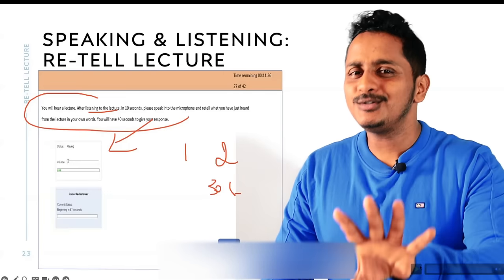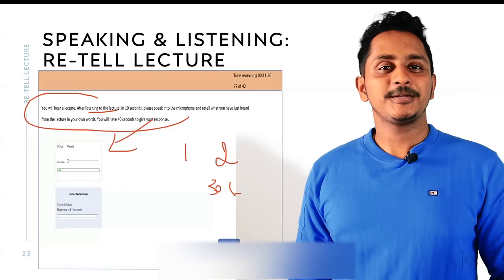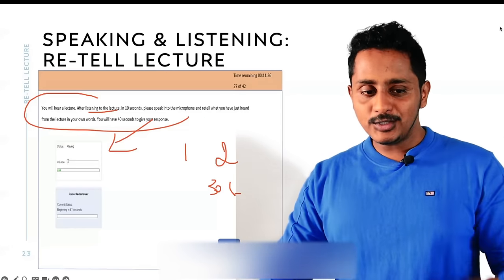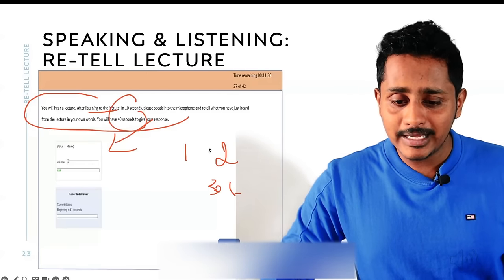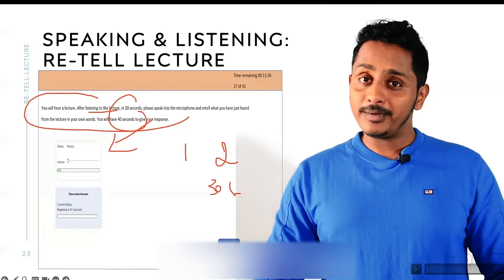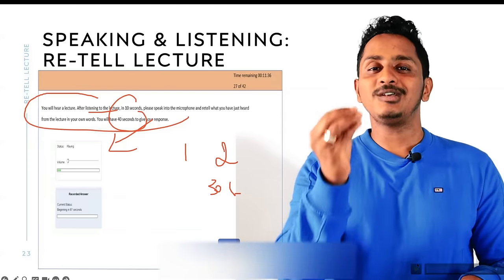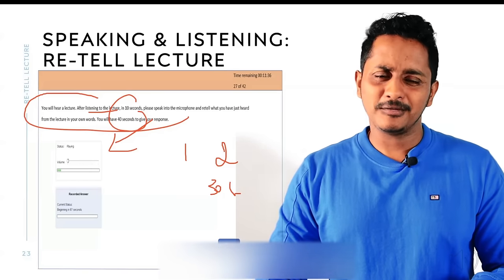So like this, you listen to the entire audio, and while you listen, you need to make some short notes. Then once the audio ends, you will be given only 10 seconds. Look at this. Only 10 seconds will be given for you to prepare. After 10 seconds, you're supposed to speak. The response time given is 40 seconds. Don't speak for 40 seconds. 25 seconds or 30 seconds is enough.